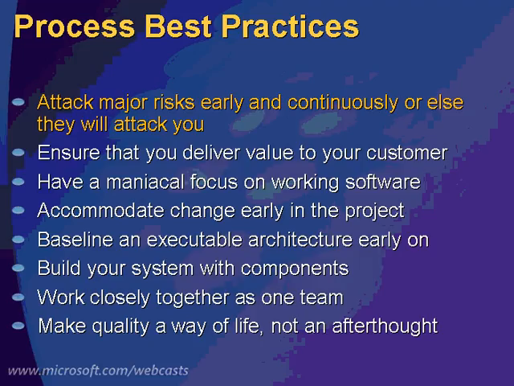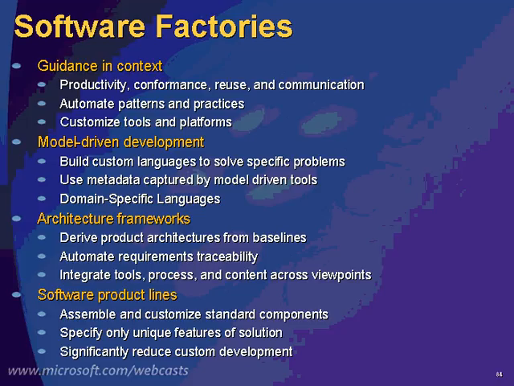You should have no unknowns in your project in terms of requirements or how to deliver it in your application. Other best practices: make sure you're delivering value to your customer. That also assumes you know who your customer is. A lot of times when you're getting all your requirements, you may not know who the exact stakeholder is. Have a maniacal focus on working software. Being able to accommodate change early in the process is also key. And then also come up with your architecture earlier on, versus trying to bolt something on afterwards, which makes it a lot easier to do. And make quality a way of life, not an afterthought.